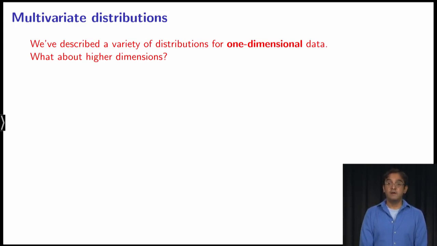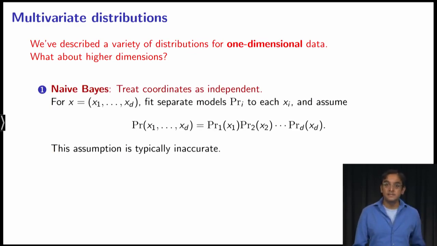Okay, so we've talked about a variety of distributions for one-dimensional data, the gamma, the beta, and so on. How do we deal with higher dimensional data? Is there a way to combine these distributions somehow? So it turns out that there are basically three standard options. The first is to pretend that the different coordinates are independent. This is called naive Bayes. Let's say you have d-dimensional data, with coordinates x1, x2, all the way to xd.